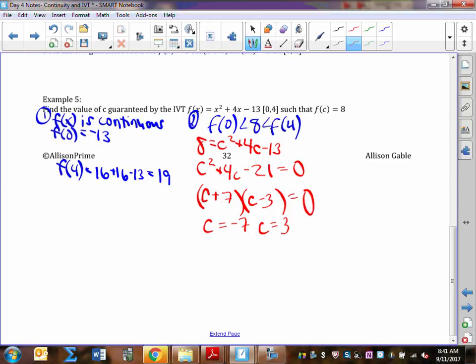Can I take both of those? Why not? Good. Gotta look at our interval. 0 to 4, negative 7 is not in that interval, so we take c equal to 3.